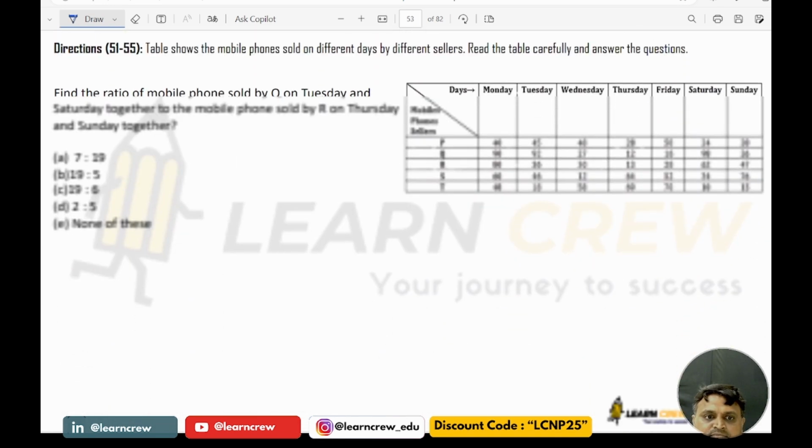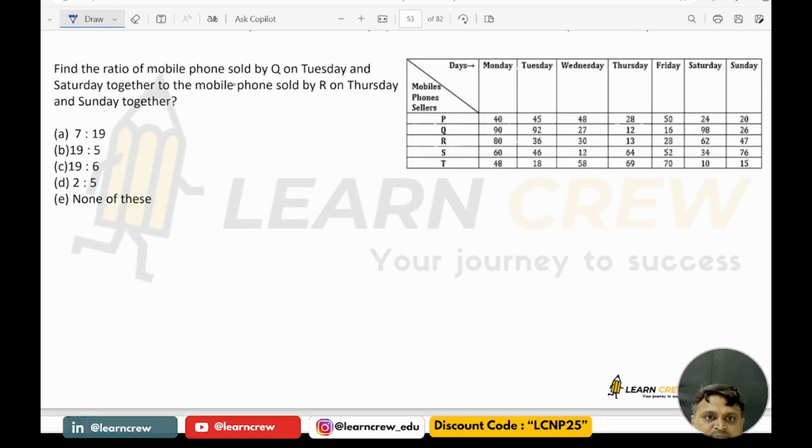Next, find the ratio of the mobile phones sold by Q on Tuesday and Saturday. Q on Tuesday and Saturday. 92 plus 98, 190.